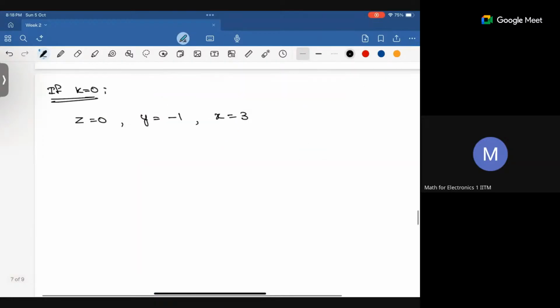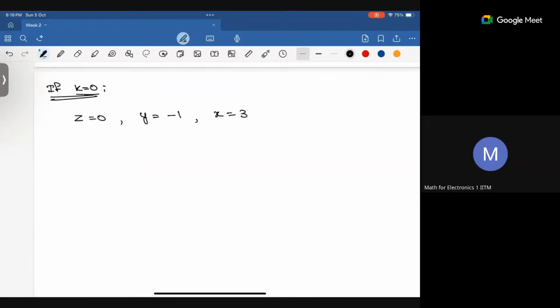That is not the only solution. If you change the value for k, z will change, y will change, and x value will also change, and that will form another solution. Since k can take any real number, and real numbers are uncountably infinite, I can have infinitely many solutions possible. If I change k, I will have a different set of values. So this is just one possible solution, not the only solution.